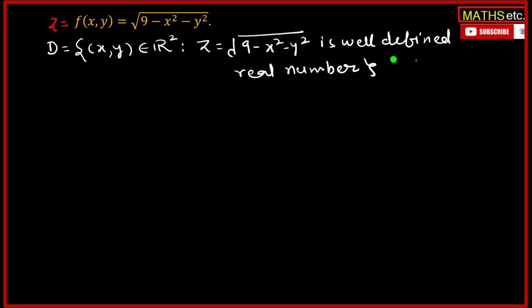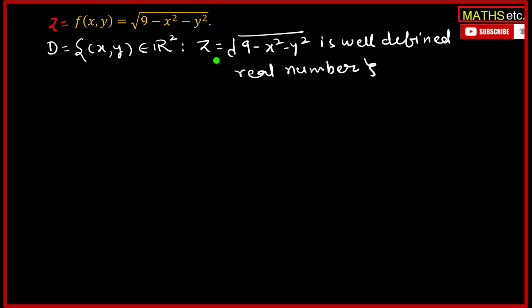What is the meaning of well-defined? The z value should not come in the form of, say, 1 over 0, because this expression is not defined in mathematics. What does it mean by real number? We know that the square root of a negative number is a complex number, right? So the expression under this square root should always be a non-negative number, that is, greater than or equal to 0.